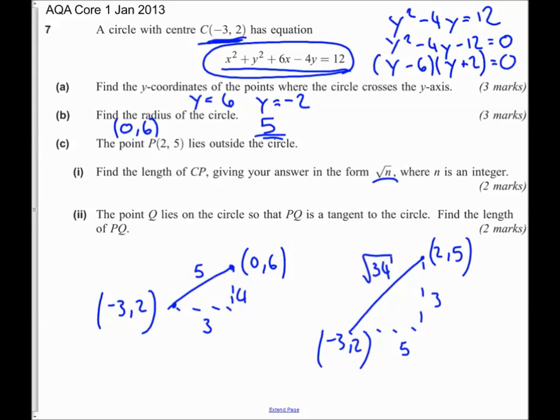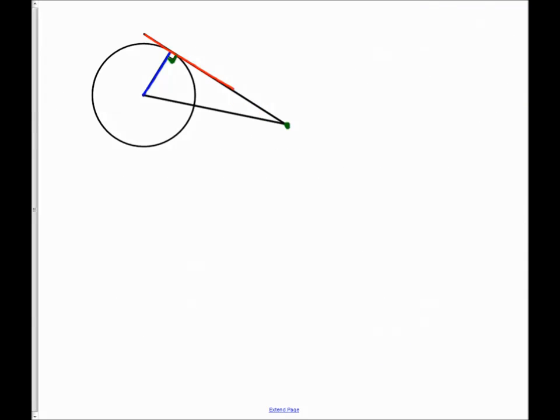Finally, we're told that the point Q lies on the circle, so that PQ is a tangent to the circle, and we're asked to find the length of PQ. So we've got this sort of situation here. We've got P outside my circle, I've got Q as being a point on my circle, and we're asked for this distance, the distance of this tangent. We know that the radius of my circle is 5, we know that the distance between my centre and my P value is root 34, because we did it earlier on in the question.